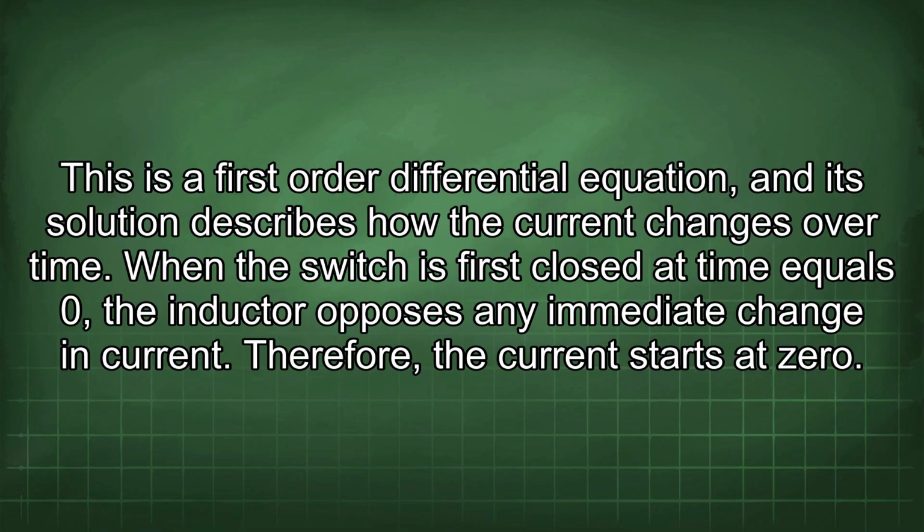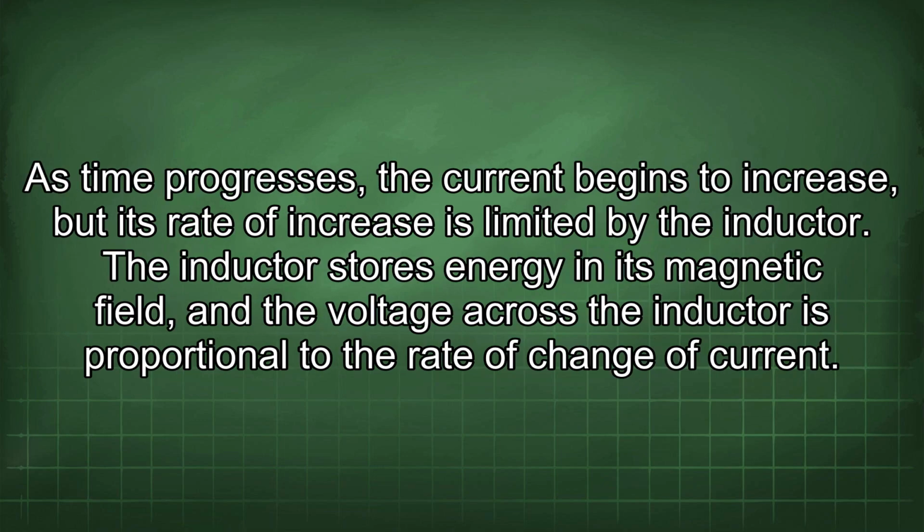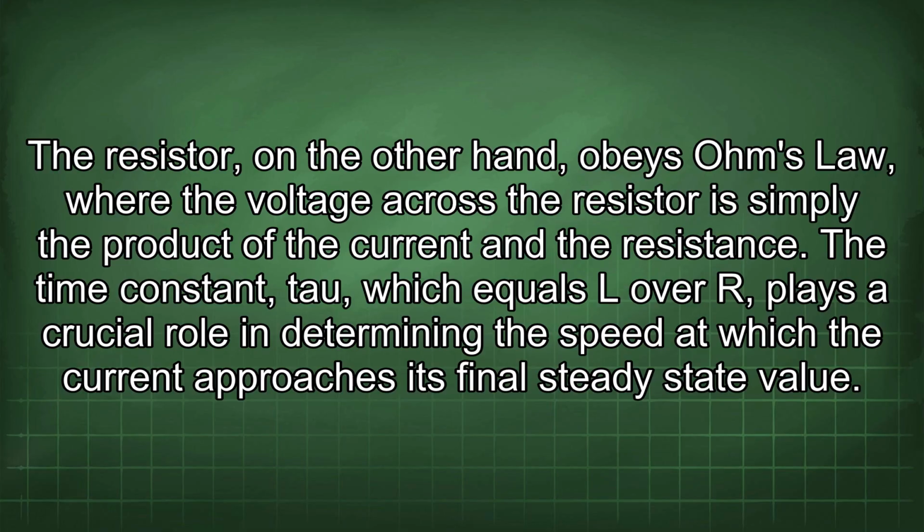When the switch is first closed at time equals 0, the inductor opposes any immediate change in current. Therefore, the current starts at 0. As time progresses, the current begins to increase, but its rate of increase is limited by the inductor. The inductor stores energy in its magnetic field, and the voltage across the inductor is proportional to the rate of change of current. The resistor, on the other hand, obeys Ohm's law, where the voltage across the resistor is simply the product of the current and the resistance.